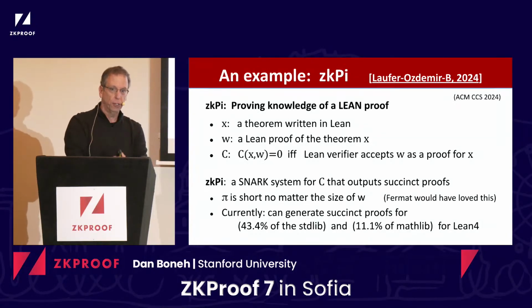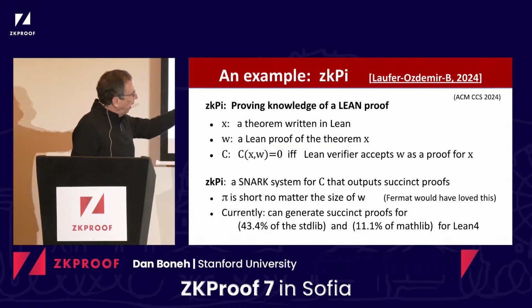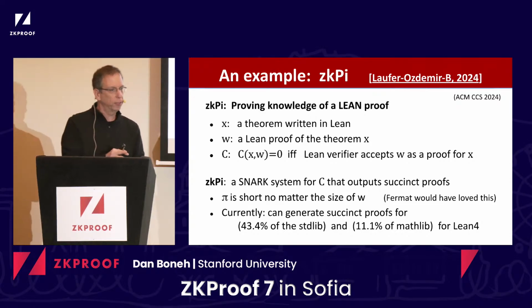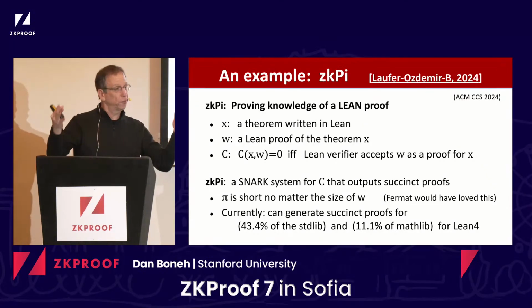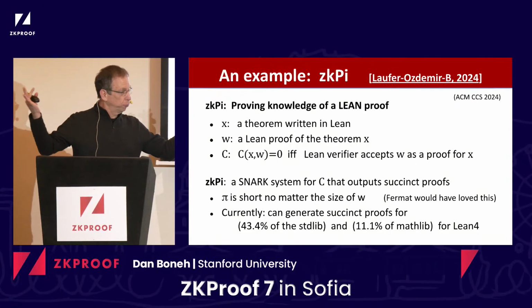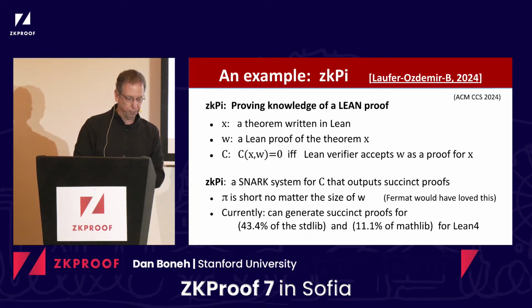Yeah, so it's like under a kilobyte. Again, no matter how complicated the proof is. So that's kind of the point. I like to say that Fermat would have loved this. He didn't have enough space in his margin to write his proofs. So what he could have done is he could have used ZK-Pi to take his proofs, compress them to a short proof, and then write those proofs in the margin.